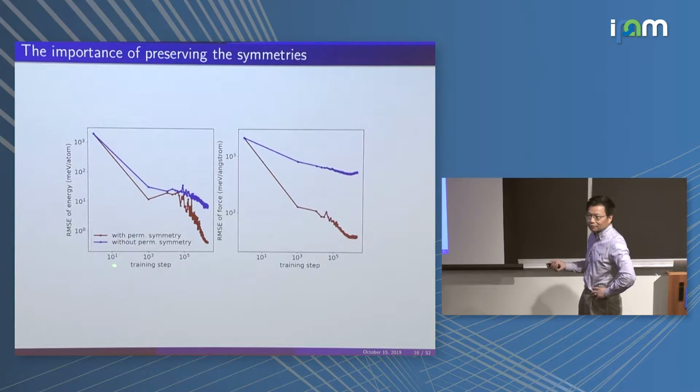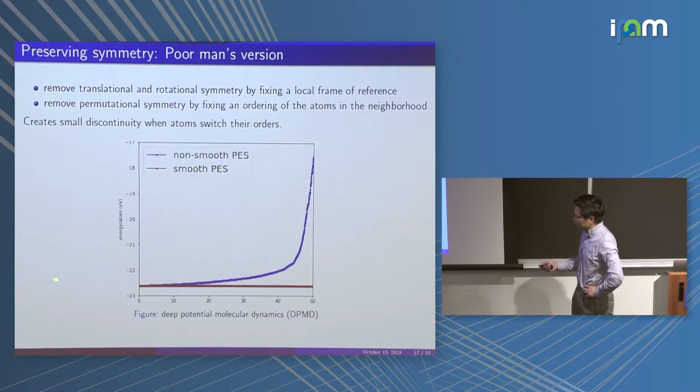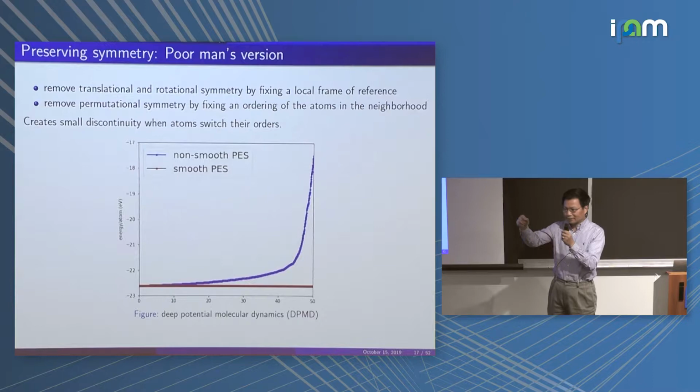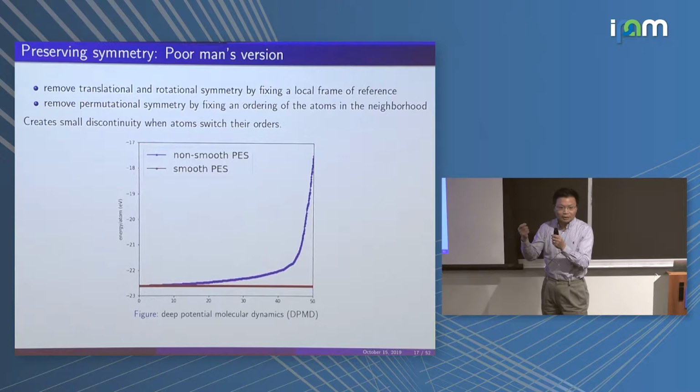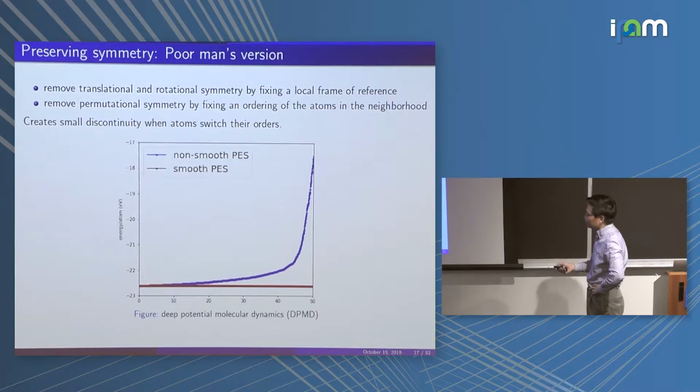But when you put that into molecular dynamics and run for a long time, then you see a systematic drift of the energy. That's because in the process of labeling, ordering the atoms in the neighborhood, this is done by looking at the distance between the neighbor and the atom you're looking at. And suddenly the distance can change. And that change changes the order suddenly. So that introduces a little discontinuity. That little discontinuity gives a little force, thermal force, into the system and causes the energy to drift up. That's not good. So really we have to enforce the symmetry in the right way.